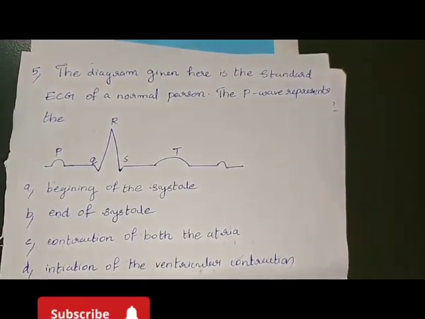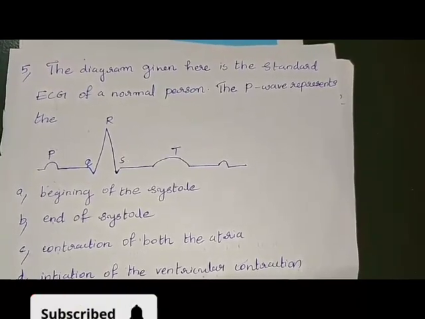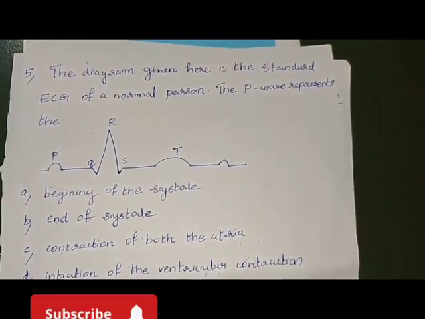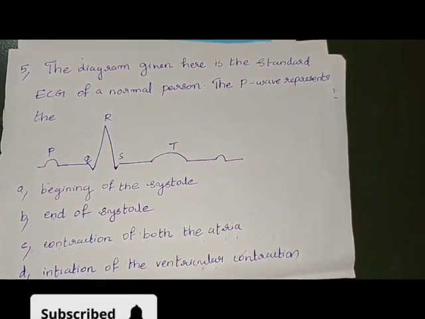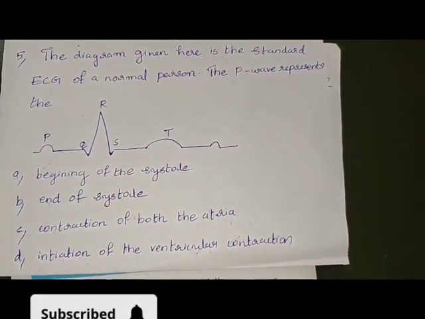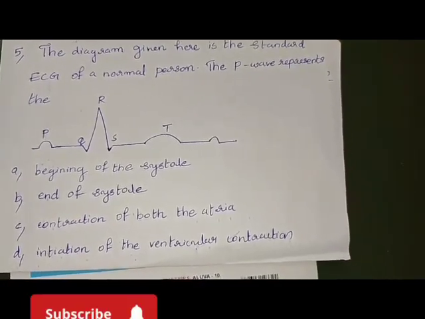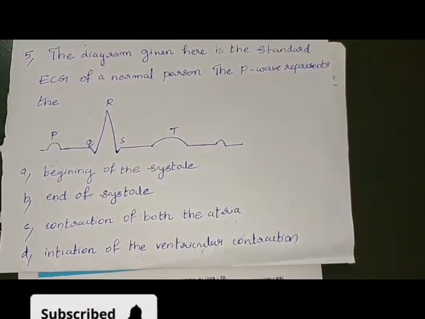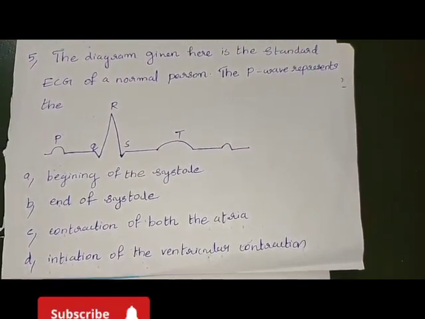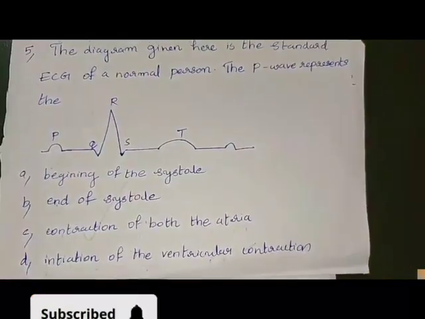5. The diagram given here is the standard ECG of a normal person. The P wave represents option A. Beginning of the systole. B. End of the systole. C. Contraction of both the atria. D. Initiation of the ventricular contraction. Answer option C. Contraction of both the atria.